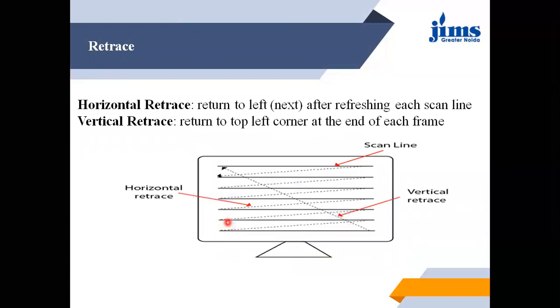Horizontal retrace and vertical retrace, we discussed earlier. When the electron beam shifts from right to left to the next scan line, this is called horizontal retrace. And when the electron beam sweeps from the last scan line back to the first scan line, it is called vertical retrace.